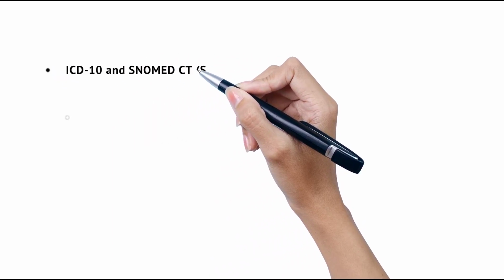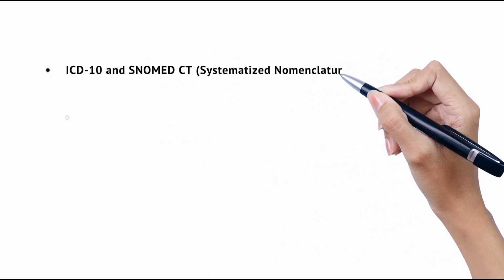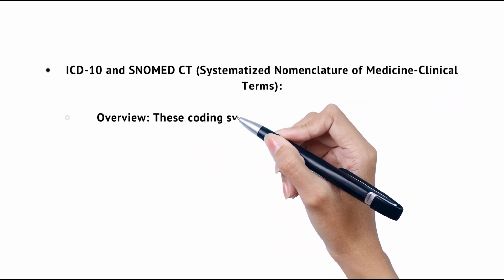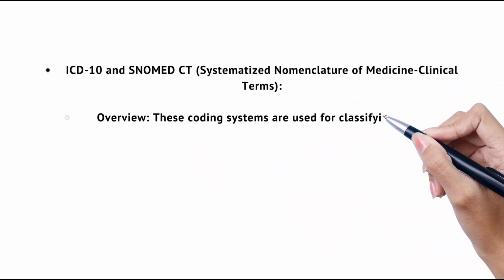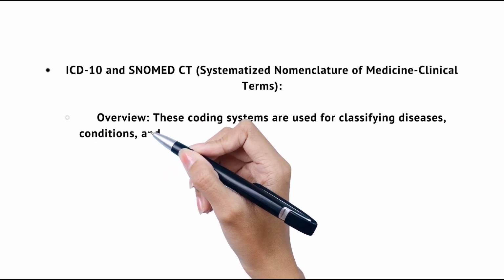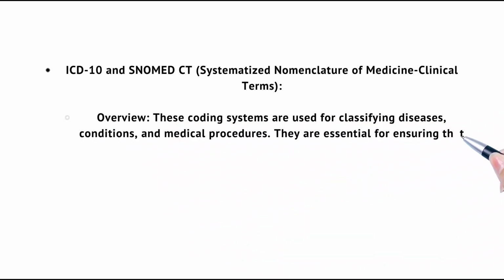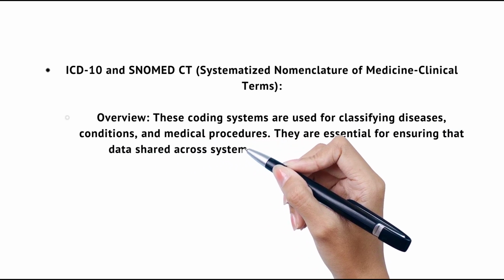ICD-10 and SNOMED-CT, Systematized Nomenclature of Medicine Clinical Terms. Overview. These coding systems are used for classifying diseases, conditions, and medical procedures. They are essential for ensuring that data shared across systems is consistent and understandable.